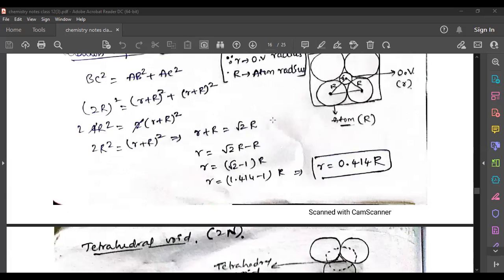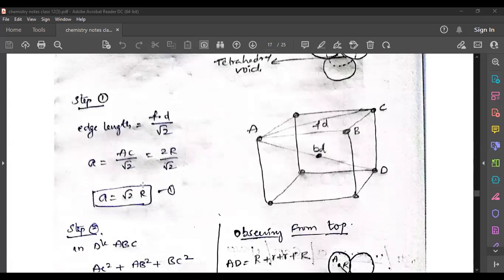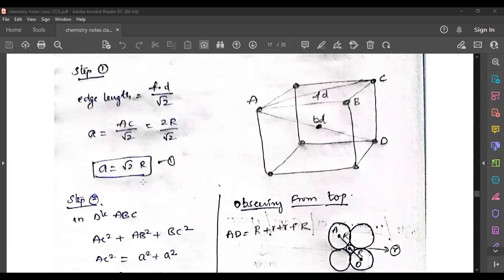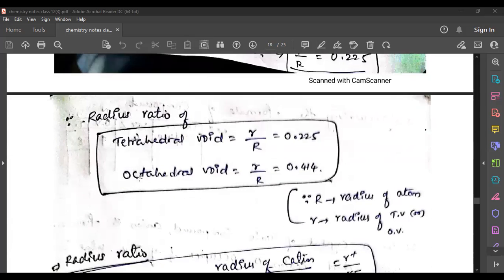If you take small r and capital R in the tetrahedral voids and the octahedral voids, it will be a different value. So I have given finally only these two. It's a very, very important formula. You'll get the numericals on these two. Small r is the radius of the voids and the capital R is the radius of the atom. In the case of tetrahedral voids, what is the relationship? Small r by capital R equal to 0.225. In the case of octahedral voids, it is equal to 0.414.